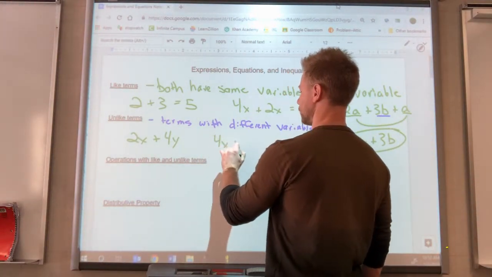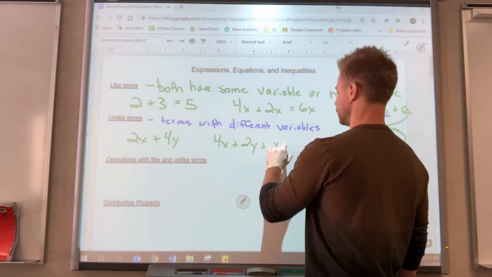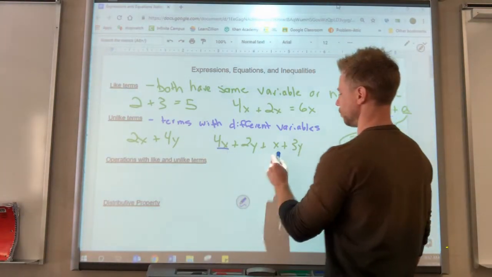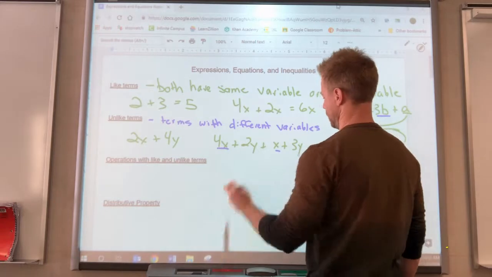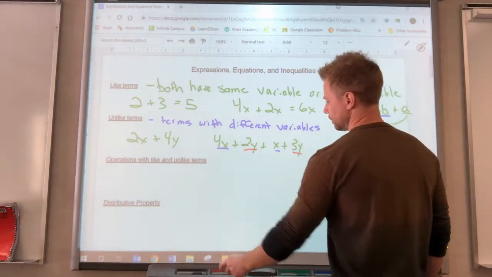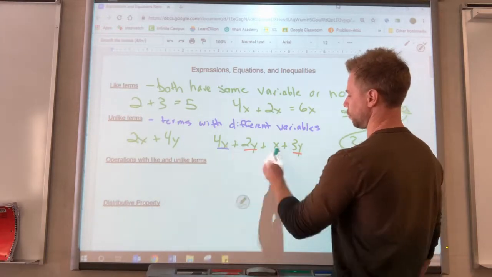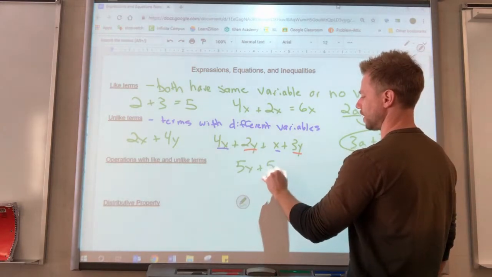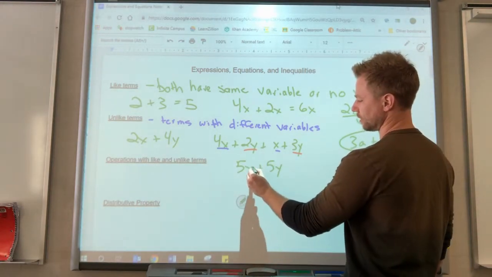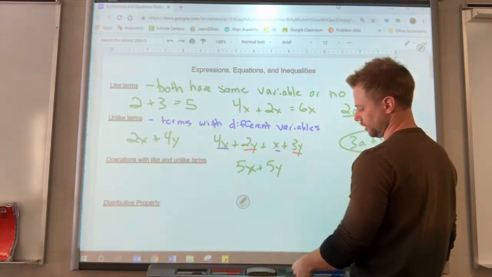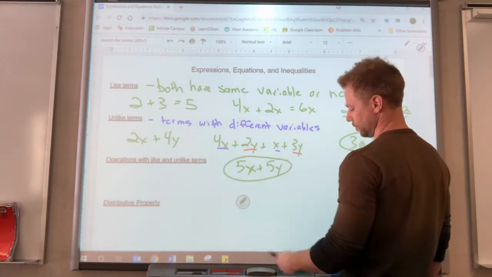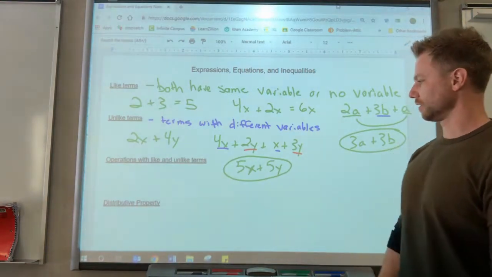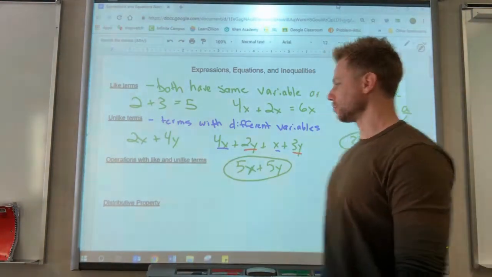If we had 4x plus 2y plus x plus 3y, now there's some things we could combine. Like terms would be 4x and x, and then 2y and 3y. We could combine those together. 4 and 1 makes 5, 5x. 2 and 3 makes 5, 5y. Now the 5x and the 5y are unlike terms. They have different letters. They can't be combined or simplified any farther, so that would be our answer in this expression if we were simplifying. Just 5x plus 5y.